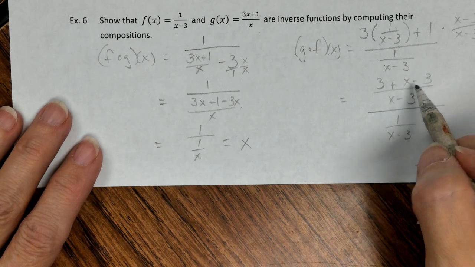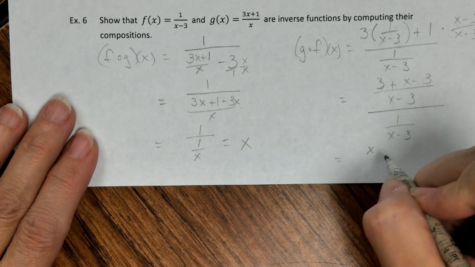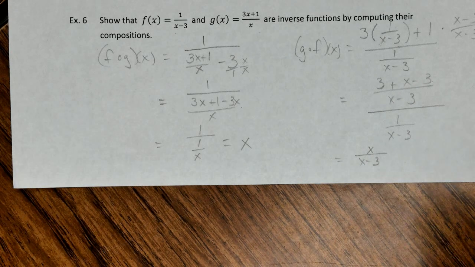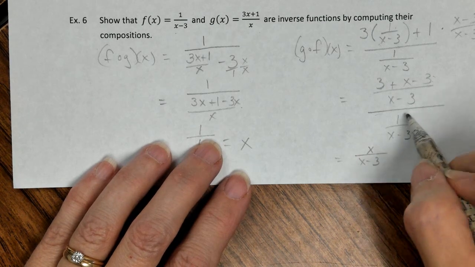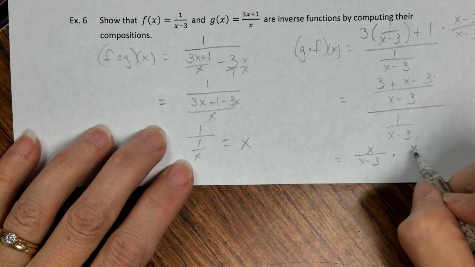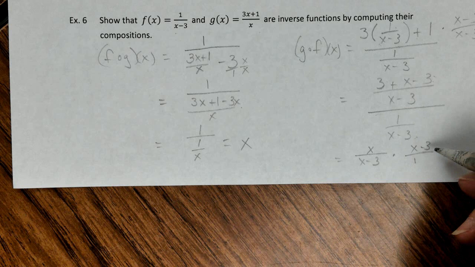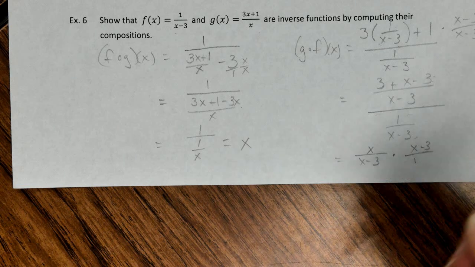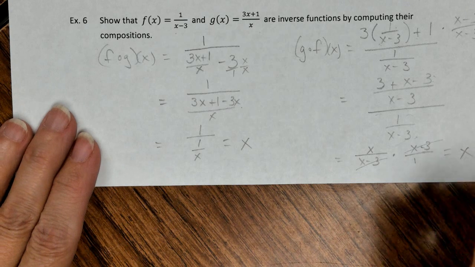Okay, so in the top fraction, 3 minus 3, they cancel. So we have x over x minus 3. I'm running out of room, and it'll be easier to show you anyway if I do this. It's this divided by this fraction. When you're dividing by a fraction, you multiply by its reciprocal. Whoops, forgot the minus 3. So when I flip this fraction, I get this part. Okay, dividing by 1 over x minus 3 is multiplying by x minus 3 over 1. Cross, cancel, and it's x again.